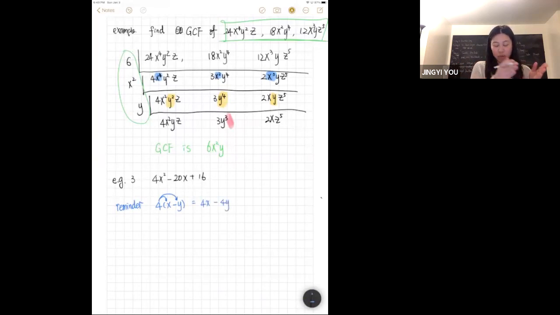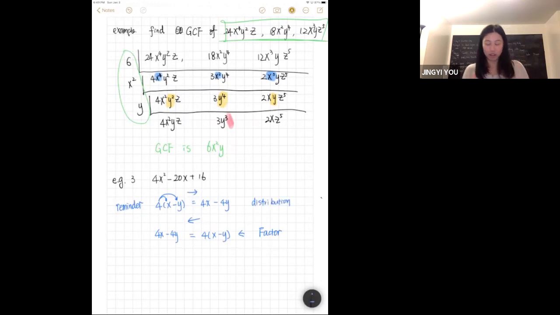So from the right to the left, if I have 4x minus 4y, I write it as 4 times x minus y. This process is called factoring because I want to pull out the common factor of each term. From the left to the right, this is called distribution. Okay, so now I want you to factor this part, factor the greatest common factor.